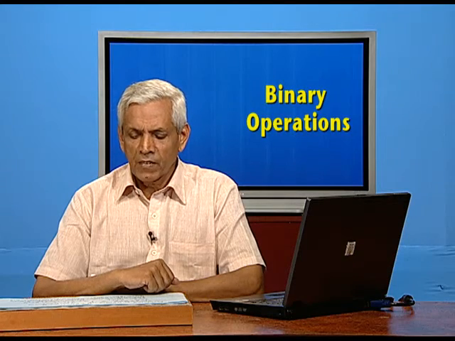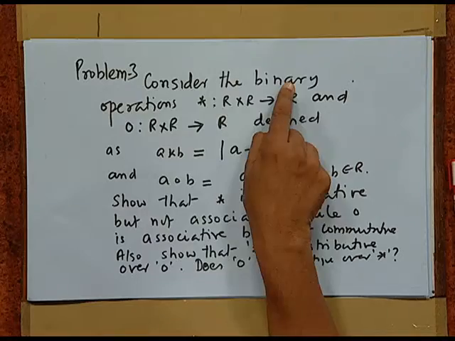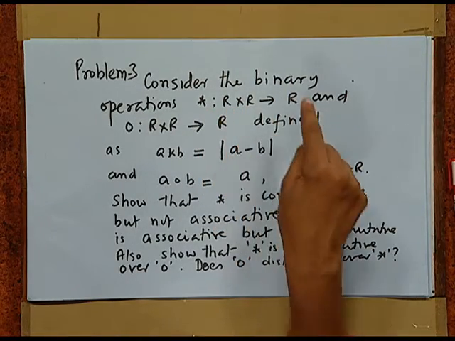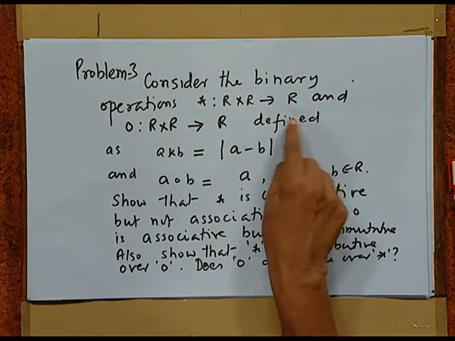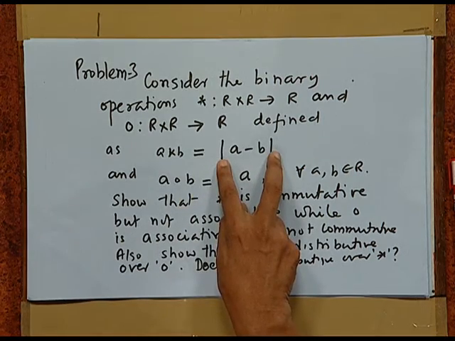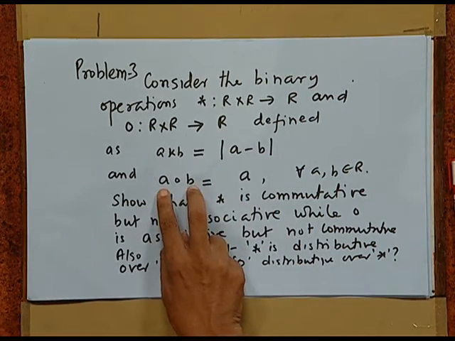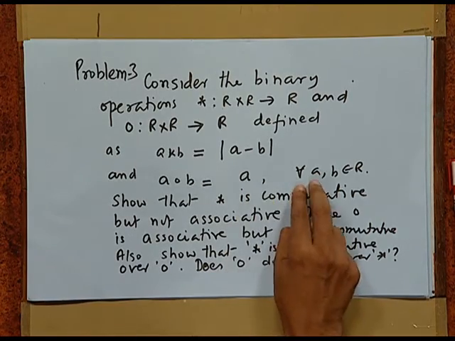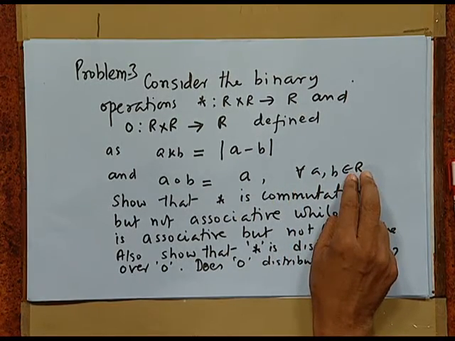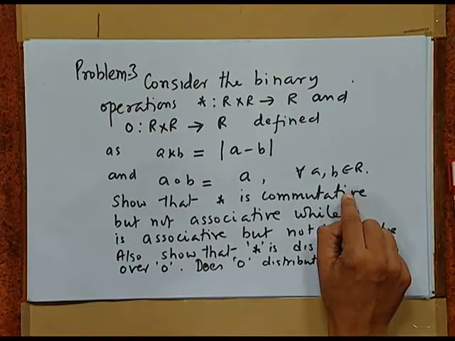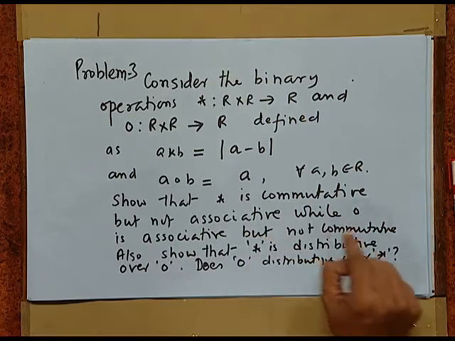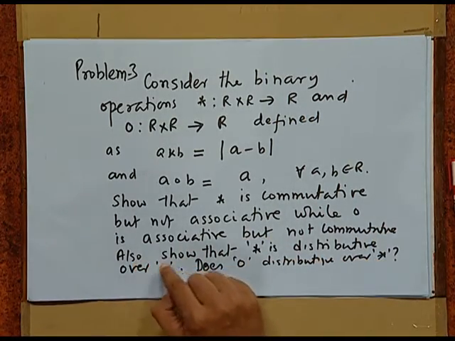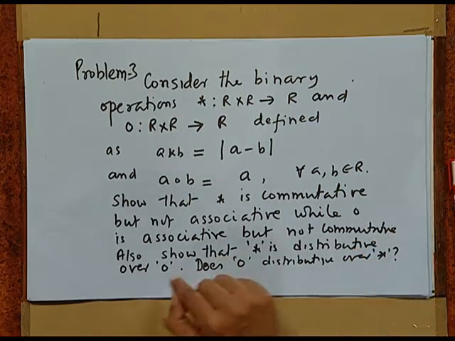Let us take one more example. Here, consider the binary operations star: R cross R to R and o: R cross R to R defined by a star b is mod a minus b and a o b is a for all a, b belonging to R. Now, here we are given two operations. We have to show that star is commutative but not associative, while O is associative but not commutative. Also, we have to show that star is distributive over O.